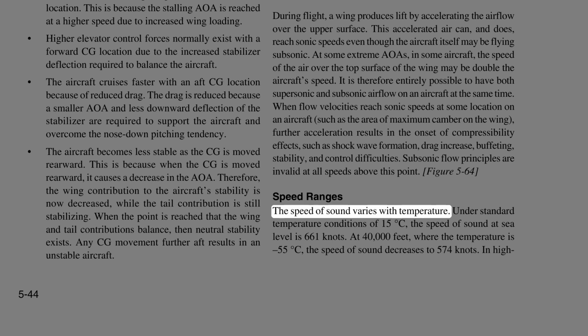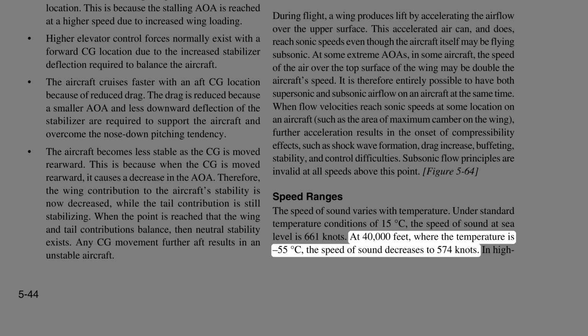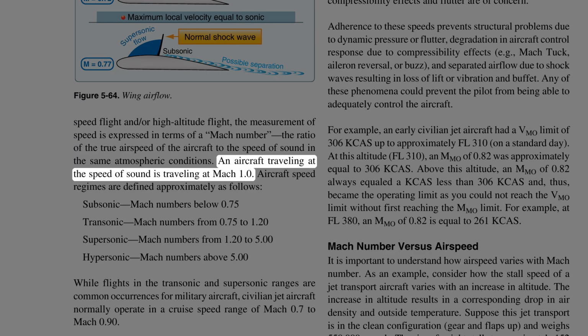Speed ranges. The speed of sound varies with temperature. Under standard temperature conditions of 15 degrees Celsius, the speed of sound at sea level is 661 knots. At 40,000 feet, where the temperature is minus 55 degrees Celsius, the speed of sound decreases to 574 knots. In high-speed flight and/or high-altitude flight, the measurement of speed is expressed in terms of a Mach number, the ratio of the true airspeed of the aircraft to the speed of sound in the same atmospheric conditions. An aircraft traveling at the speed of sound is traveling at Mach 1.0.